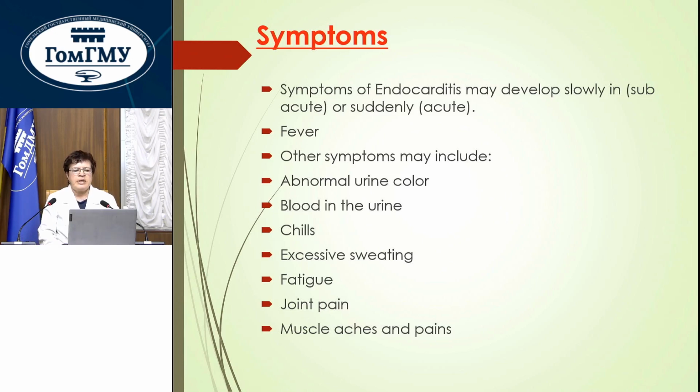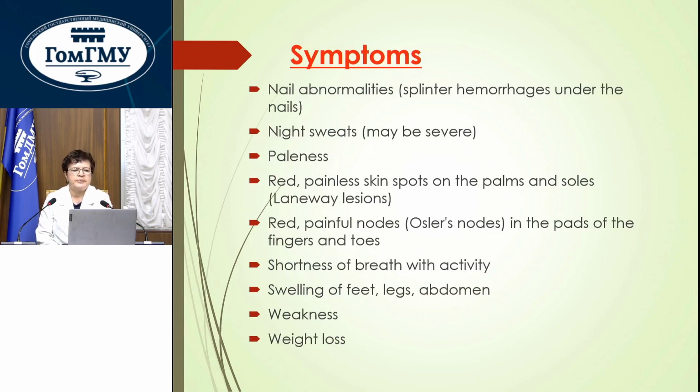Other symptoms may include abnormal urine color, blood in the urine, chills, excessive sweating, fatigue, joint pain, muscle aches and pains, nail abnormalities, splinter hemorrhages under the nails, night sweats that may be severe, paleness, red painless skin spots on the palms and soles, Janeway lesions, red painful nodes, Osler nodes in the pads of the fingers and toes, shortness of breath with activity, swelling of feet, legs, abdomen, weakness, and weight loss.